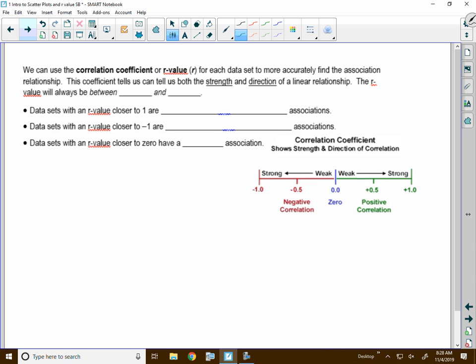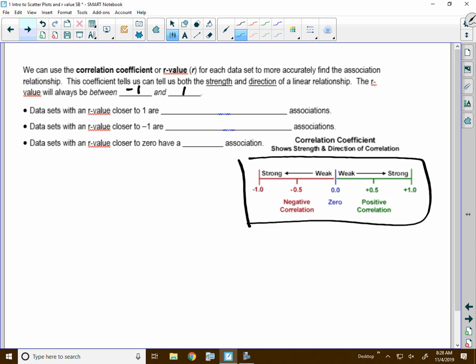All right, we can use the correlation coefficient called an R value for each data set. The R value tells us if it's a strong positive, weak positive, all that kind of stuff. Those numbers will always, always, always be between -1 and 1. Look at the bottom right corner of your notes. This is the number line where you can find stuff.